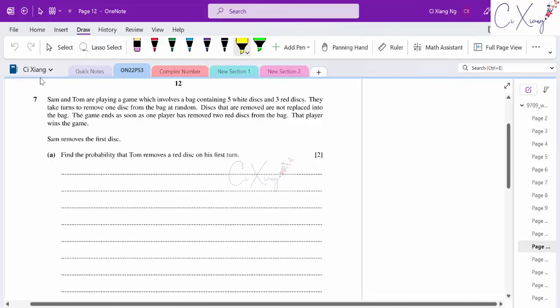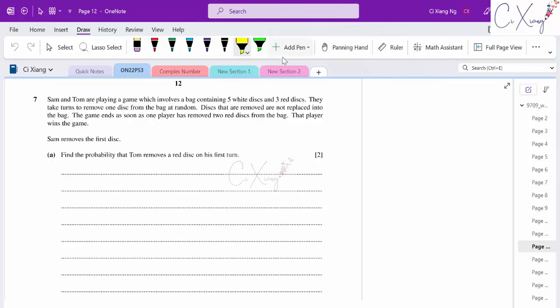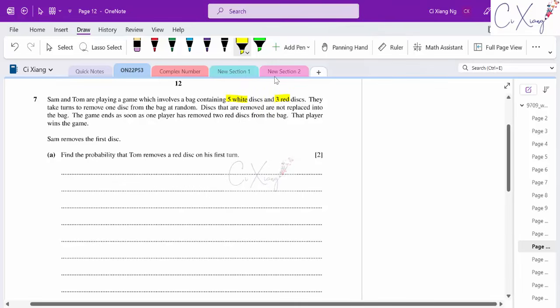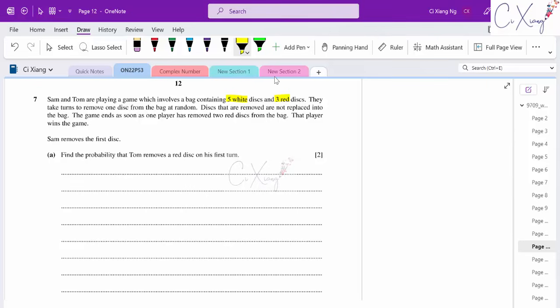Sam and Tom are playing a game which involves a bag containing 5 white discs and 3 red discs. They take turns to remove one disc from the bag at random. The discs removed are not replaced into the bag. The game ends as soon as one player has removed 2 red discs from the bag. That player wins the game. So as long as we get 2 red discs, that player will be the winner.